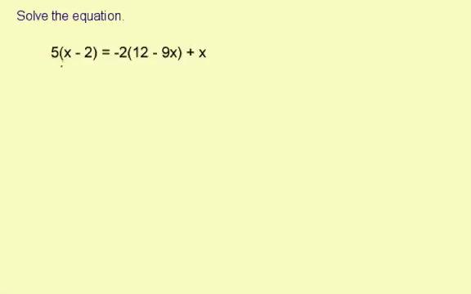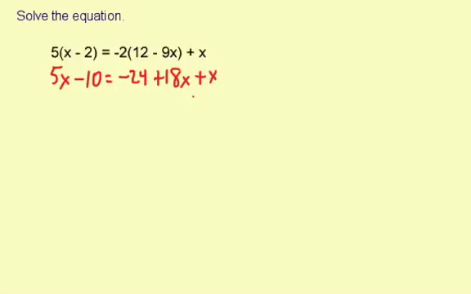So we'll distribute 5 times x, which is 5x, and then 5 times negative 2 is negative 10, so minus 10, and then equals negative 2 times 12 is negative 24. Negative 2 times negative 9x, well, that's positive 18x, and then plus this other x out here.